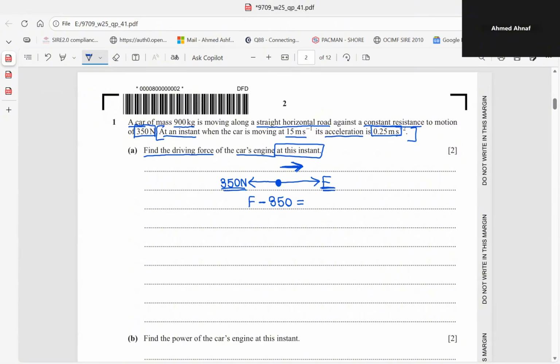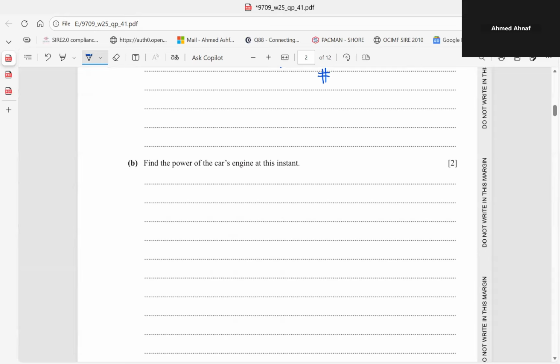And this one, we will make it equal to m times a, where m is the mass and a is the acceleration. Okay, so let me substitute everything. So 900 times 0.25. Okay, now just add everything up. You will get 575 newtons. So this would be our final answer for the first part. Let's move on to the next part.